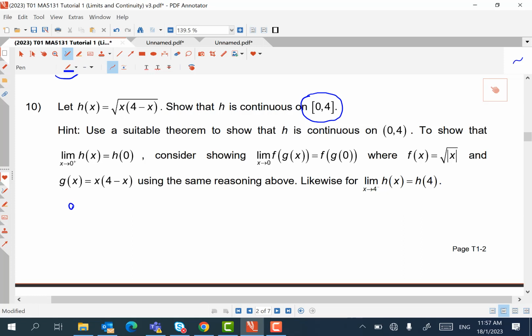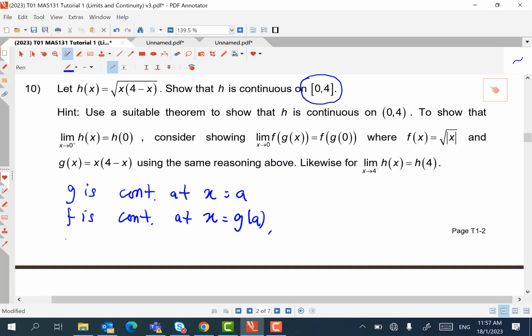It says that if g is continuous at x equals a, and f is continuous at x equals g(a), then f∘g(x) is continuous at a. Do you remember this result we had in the notes? It talks about composition.